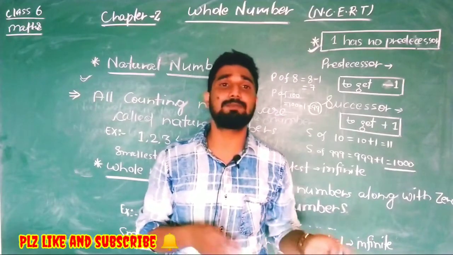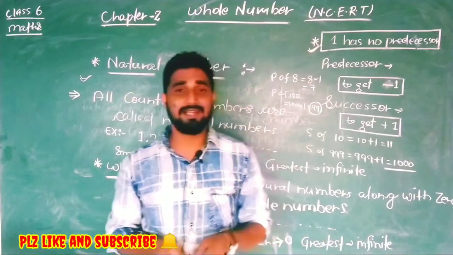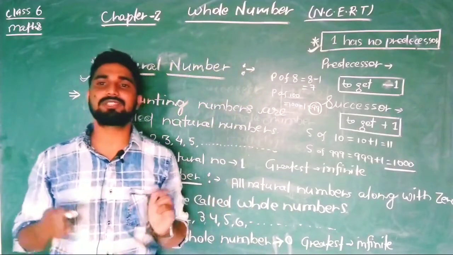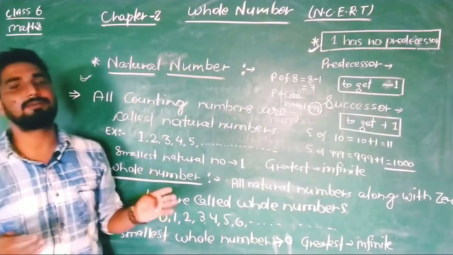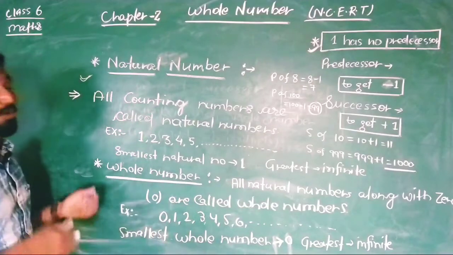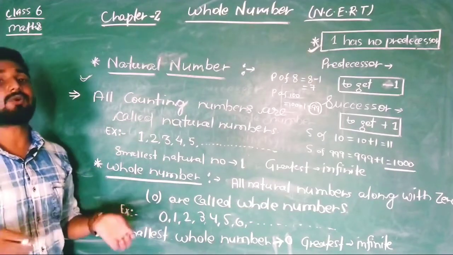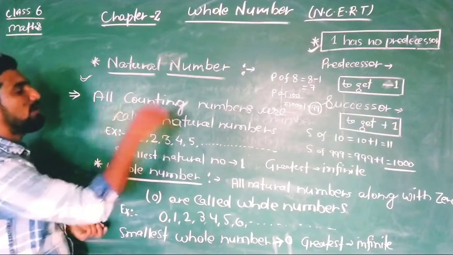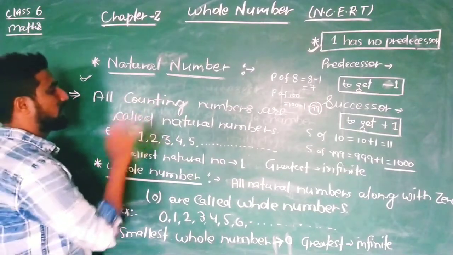Nobody can start from 0. Is it? Can anybody start from 0? No. If I just tell you to start counting, everybody will start from 1 only. So the counting numbers start from 1, and the counting numbers are called natural numbers. All counting numbers are called natural numbers.